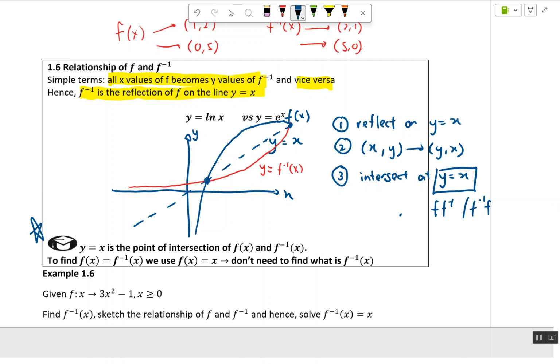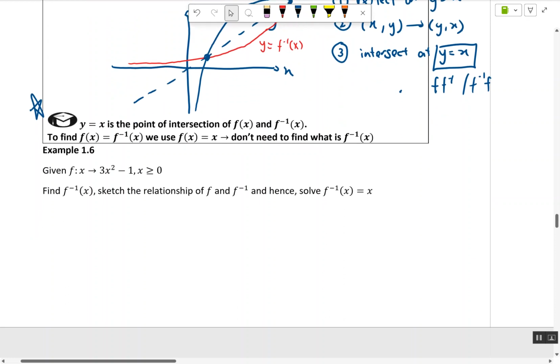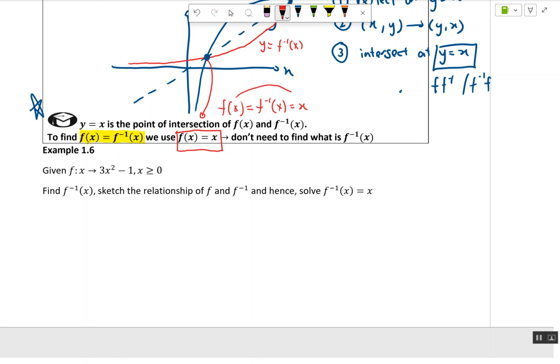A learning point from this is, since they all meet at the same point, questions will always ask you to find f equals f inverse. Sometimes the answer for x is hard to find, or sometimes the inverse is hard to find. To simplify things, we always let f(x) equals x, because this is the point of intersection. At this point, f(x) equals f inverse x, and this also equals x. So all these three are equal. Instead of using the first two equal to each other, you can say f(x) equals x.